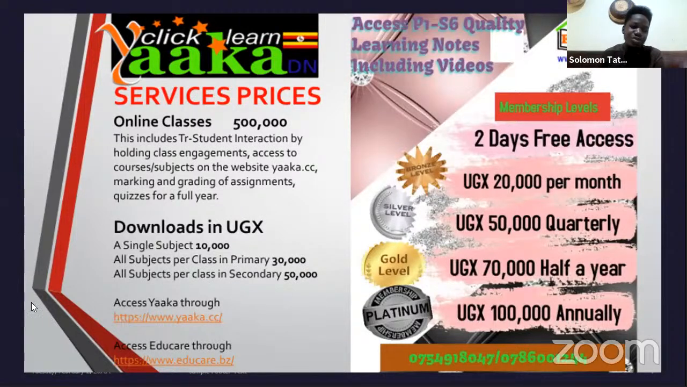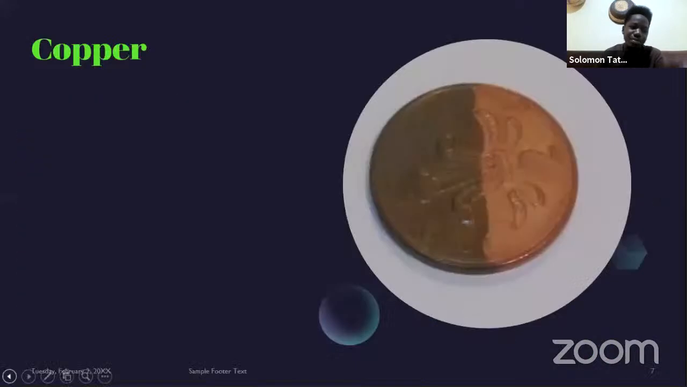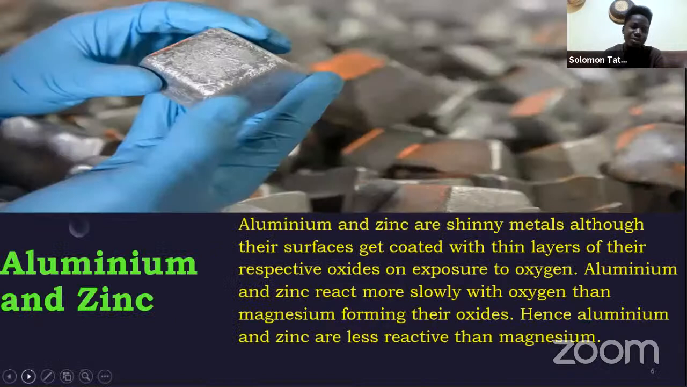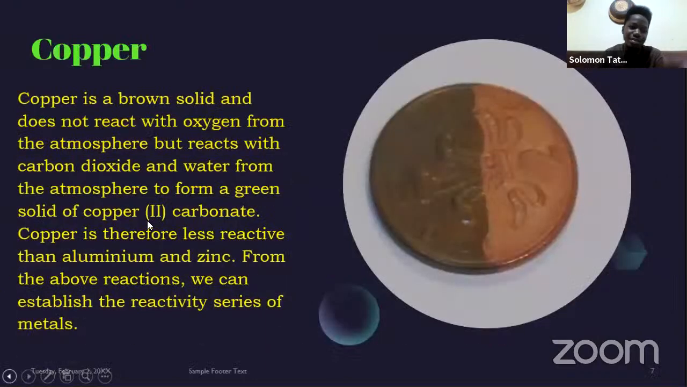I don't think that would work well, because when you look at the transition metals versus non-transition metals, it will not make sense for us to relate them like that, because we have copper here, and we all know copper is a transition metal, and it is part of these metals that we are looking at, even though it doesn't react with oxygen from the atmosphere.